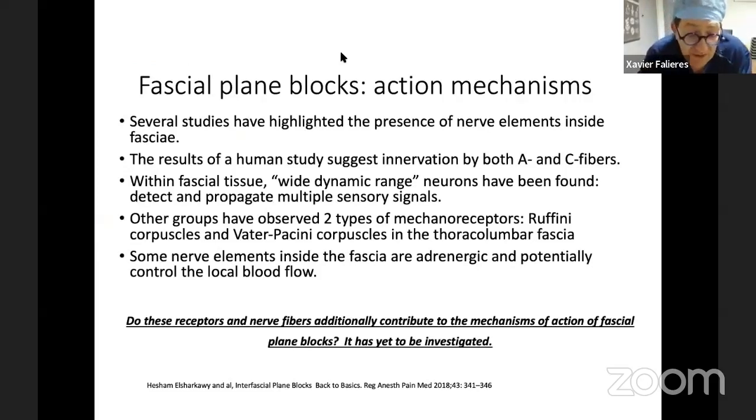Action mechanism, how does it work? We have a lot of studies published about the action mechanism of fascial blocks. We know that there are nerves in these interfascial spaces. Some studies suggest innervation with both A and C fibers, and there is also the notion of wide dynamic range neurons. So we don't really know how it works. We know that it works. We have also observed mechanoreceptors, the Ruffini and the Vater-Pacini corpuscles. So it's more complex than we think. Perhaps some studies even say that it doesn't really work, and that it's only the diffusion of the local anesthetic and its resorption in the blood which works.